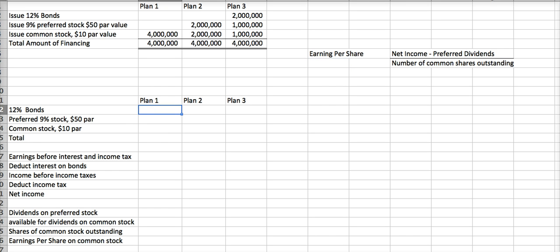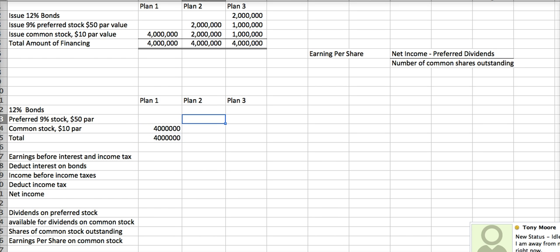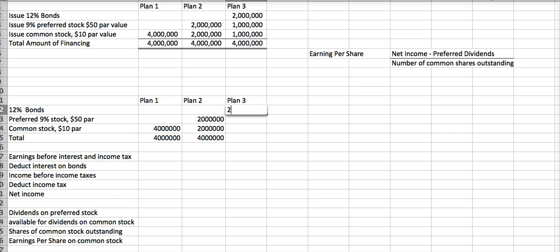Okay, so plan 1, where did we say we're going to get the money from? By issuing the common stock at $10, right? So that's going to be right here, $4 million. And that gives us a total of $4 million. And plan 2, we said that we're going to have some preferred stock and some common stock. And that's going to give us our $4 million. And in plan 3, we're going to do some bonds and some common and preferred.